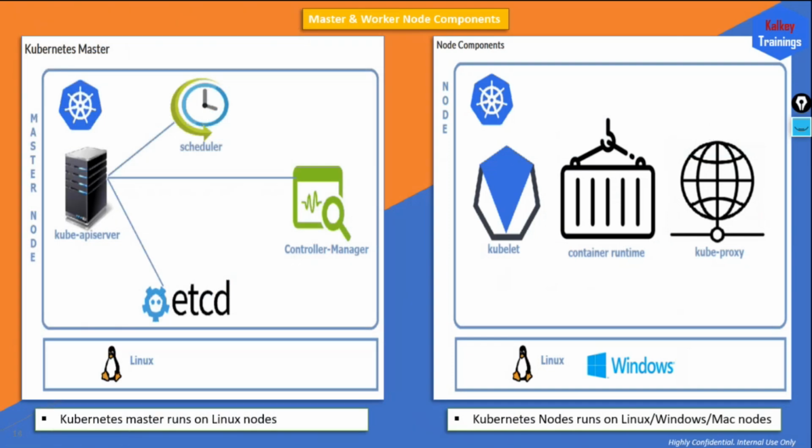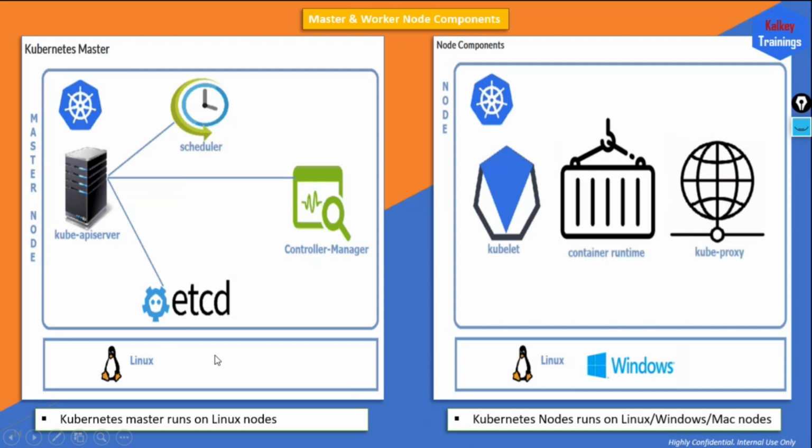So more or less, these are the master and the worker node components. You have already learned that. You have the API server, this is the main component, and this is the Kubernetes cluster. This scheduler, controller manager. See, controller manager is towards the edge between the worker node and the master node, and etcd.